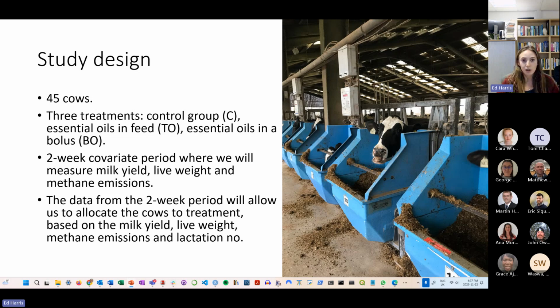Before the study commences, we are planning to have a 2-week covariate period where we will measure the milk yield, weigh the cows, body condition score them, and we will also begin to take methane emission measurements. And then the idea is that data from that 2-week period will allow us to allocate the cows to the treatments based on that data. So then we can get an even spread, and we're not accidentally putting all the cows with high milk yields on one and all the ones with a low yield on the other.